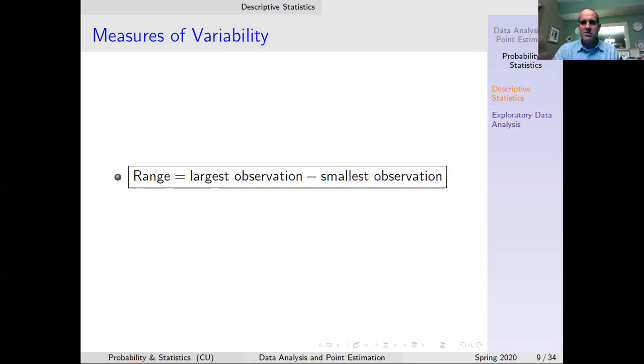Now I want to talk about data spread, like how spread out the data is. There are several ways to describe the spread of the data. We've already talked about variance, and we're going to have something that is basically trying to capture variance for us pretty soon. But one kind of obvious thing to do is you just take the range, which is the largest observation minus the smallest observation. That's one very basic measure of variability.